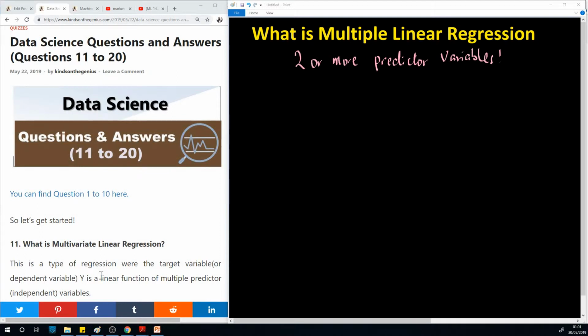I'm Kainton, the Tech Pro, and today we are going to be talking about question 11 and 20 on our data science question and answer series. And today's question is going to be question 11 that says, what is multiple linear regression? So this is a question we are going to be answering today.